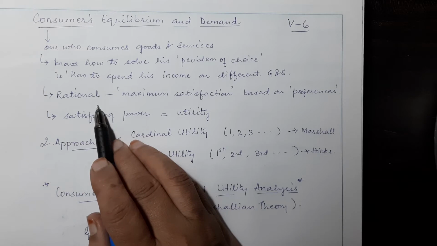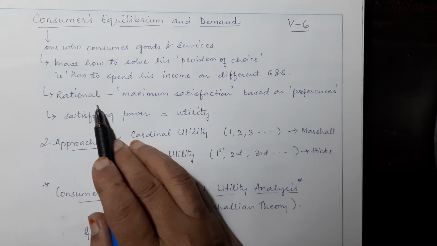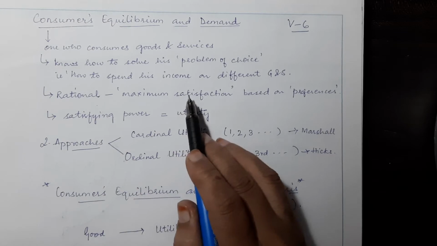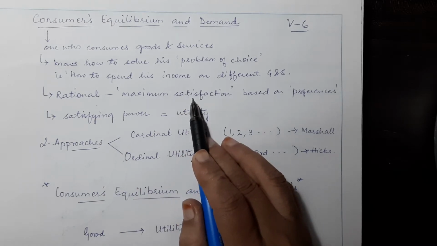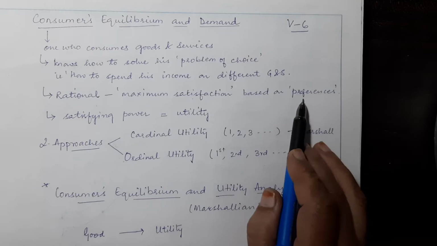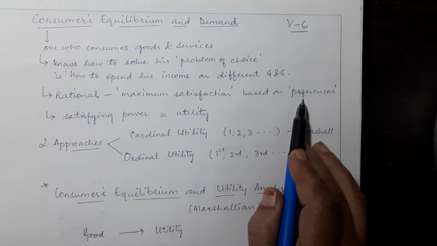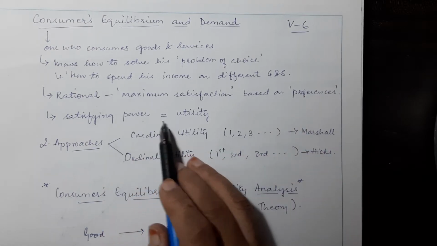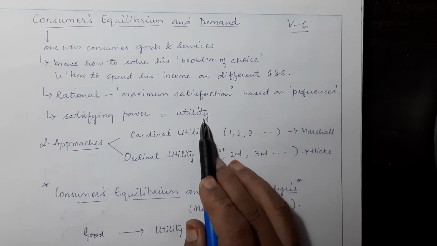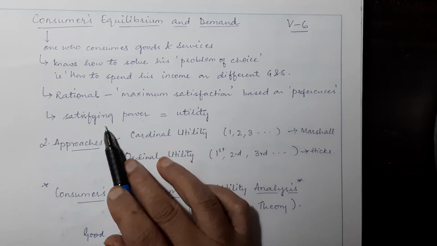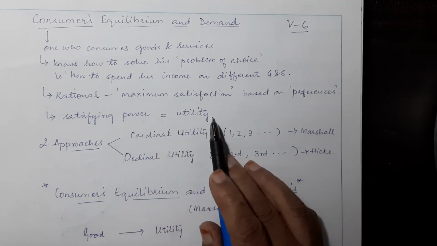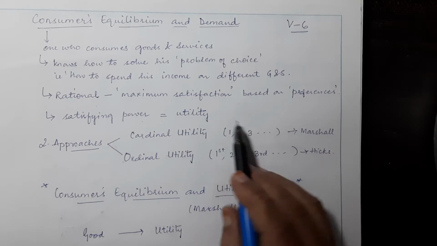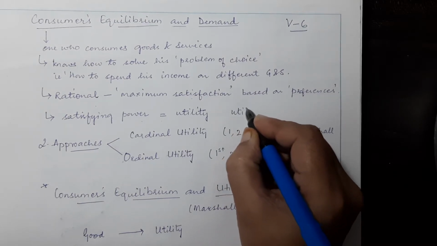A consumer is also said to be a rational consumer. What do we mean by this? A rational consumer is one who will try to maximize his satisfaction, which is based on his preferences. That means his choices, his likes. Now, the satisfying power is also called utility in economics. We call this want or satisfying power utility, the units of which is utils.